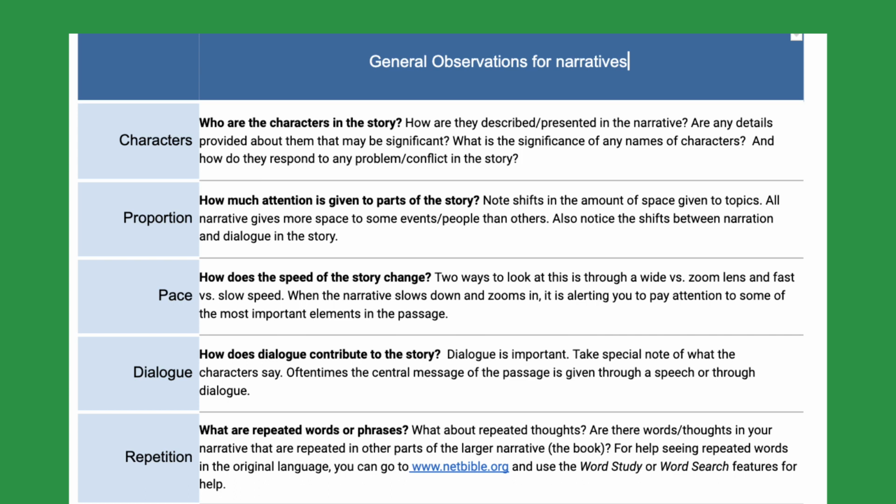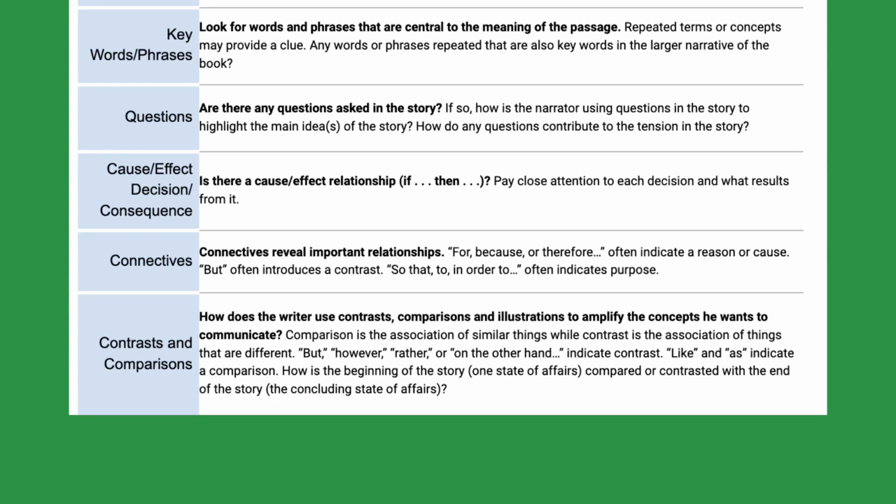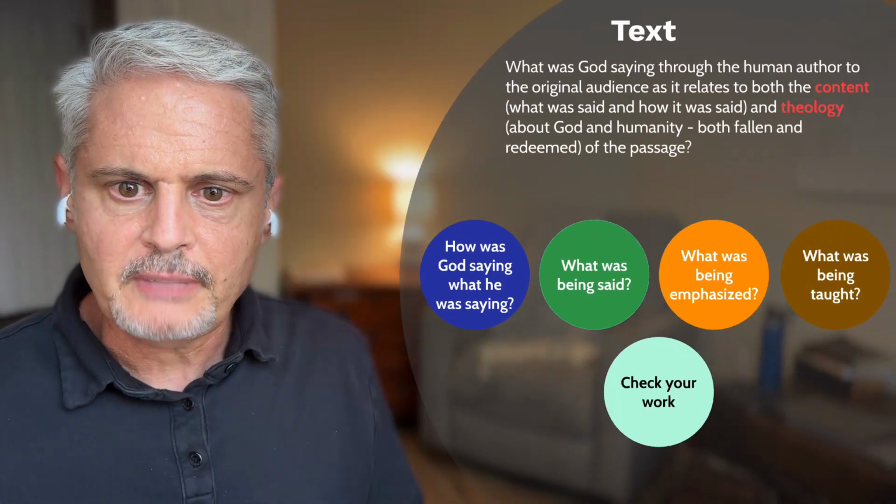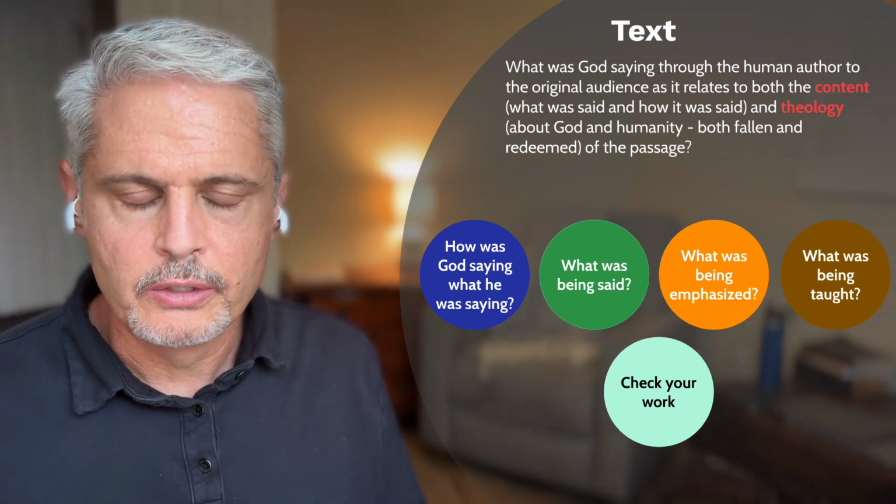Again, here are some other things related to what we look at in epistles, but repetition. So we also want to see that. One thing to note here is you can go to Blue Letter Bible or NET Bible, and you can see repetition in the original language as well, which is vitally important to see what's going on. The other things are keywords or phrases, questions, cause and effect, decisions, consequences, connectives, character, contrast, and comparisons. These are all central to being able to observe narratives, and these are also things we saw in epistles, so I'm not going to spend our time there. But next video, what we're going to think through is what was being emphasized: the structure of the passage.